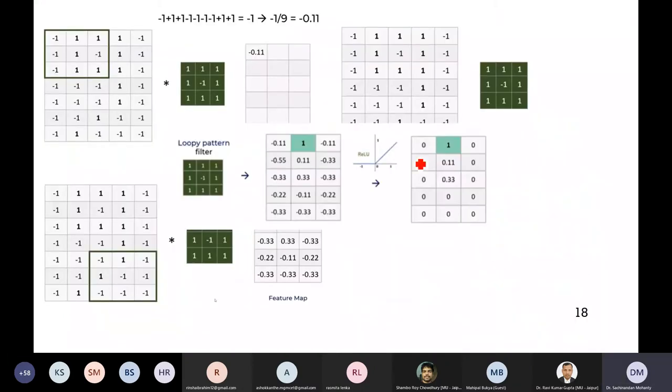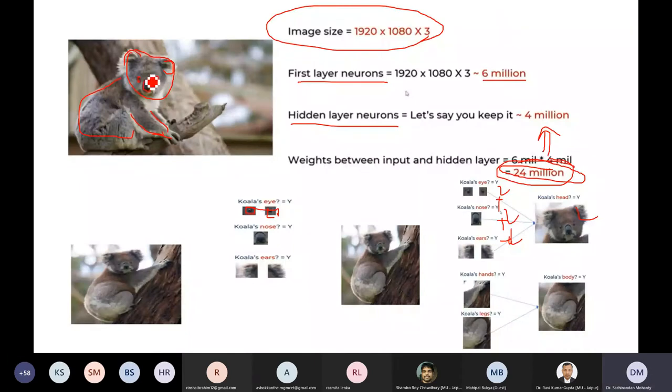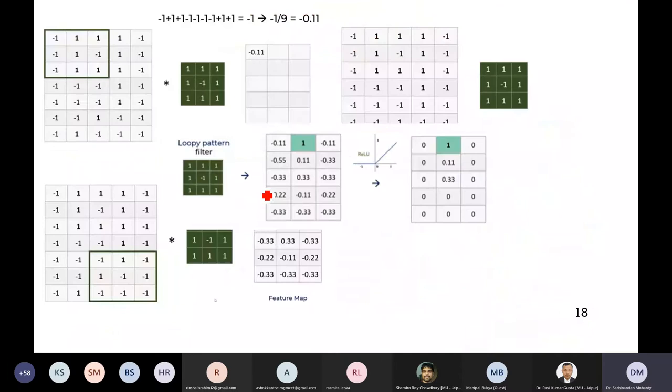Let me consider this one. Suppose I consider the eye part. I extract the information, and I put all the image parts as 1, 0 and minus 1. So this is my input data. Then what will we do? I compute the filter.